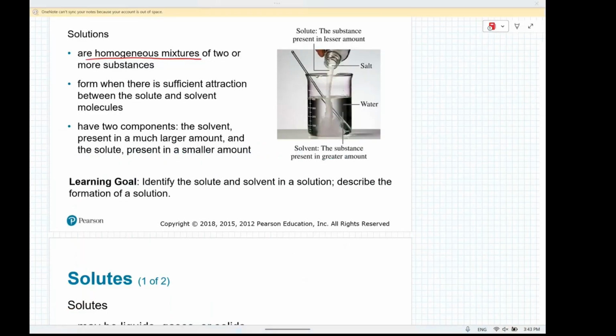So they are, as we said, homogeneous mixtures, okay? There is some sort of interaction between the solute and the solvent, and these terms apply. The solvent is in much larger amount. There are some exceptions, and I will illustrate them for you. And the solute is in the smaller amount, okay? I want to highlight that when we use the word amount, it does not essentially mean mass. It means moles. Am I clear? Okay.